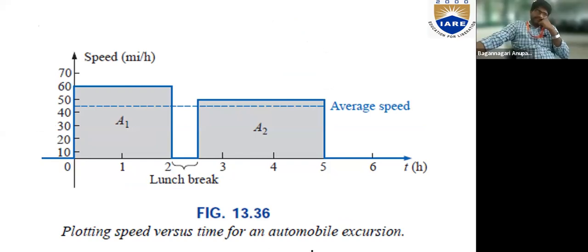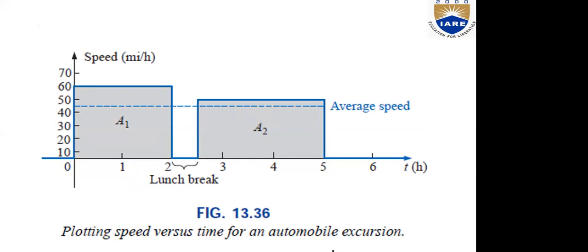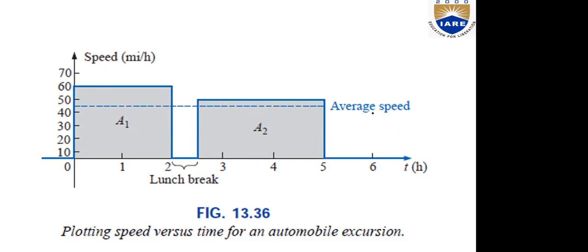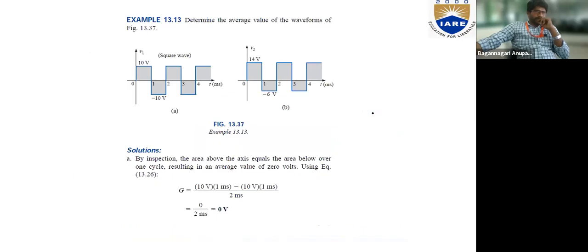plotting speed versus time for an automobile. So what is the average speed you are going to get here? Suppose for the first 2 hours, the speed was maintained at 60 miles per hour, and from 2 to 2.5 there is no speed, and from 2.5 to 5 the average speed is 50 miles per hour. What could be the average speed? How do you calculate it? In general, total distance by total time taken.